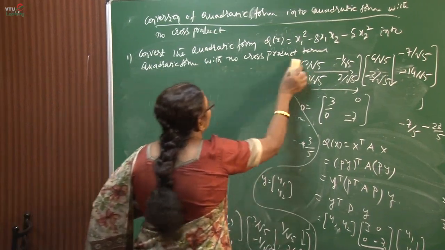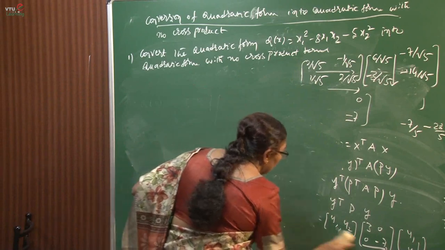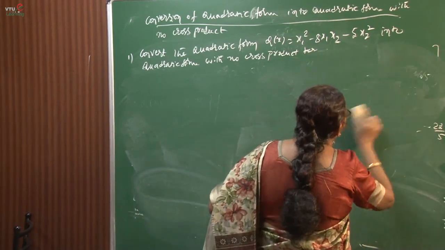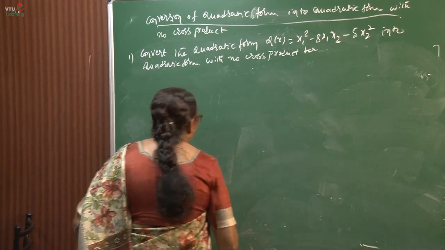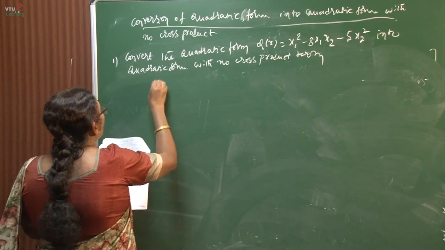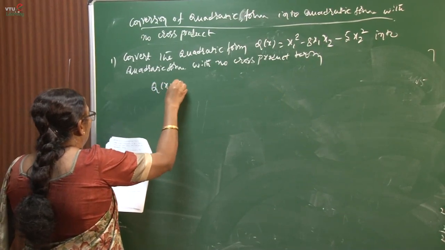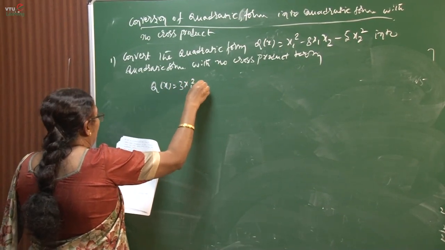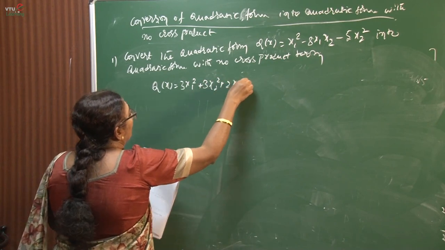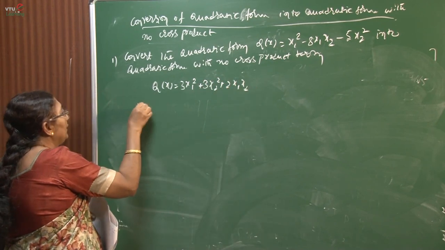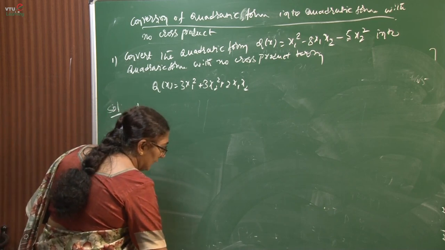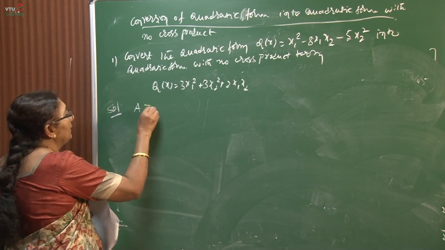Yeah, same thing: convert into quadratic form, but different, convert into quadratic form without cross product terms. Now I'm going to take another function, say Q of x equal to 3x1 square plus 3x2 square plus 2x1 x2. What are we going to do? First, you convert it into the form of a matrix. How to convert into the form of a matrix here?